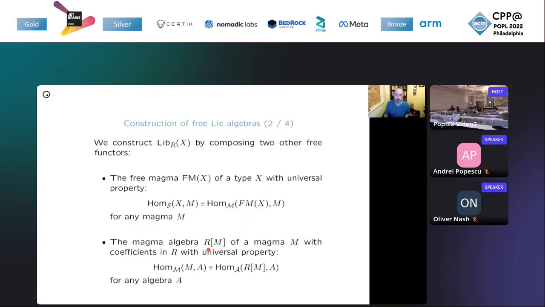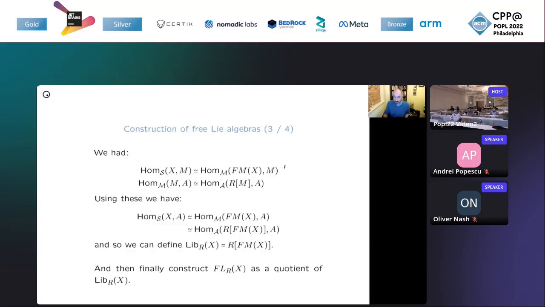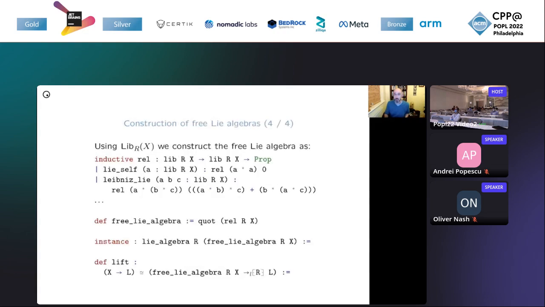And then there's a construction of how to build an algebra from a magma. We're going to plug in the free magma in a moment, but just before we do that, for any magma, you can build a magma algebra Rm, and it has this universal property. So if you collect together the universal properties that we've got, these are the 2 that we just saw. We compose them like this, and we see that the magma algebra of the free magma is exactly the right universal property that we need for lib_rx. So we take that as a definition, and we construct a free Lie algebra as a quotient. And what does that quotient look like? Whoops. That's what it looks like in Lie.